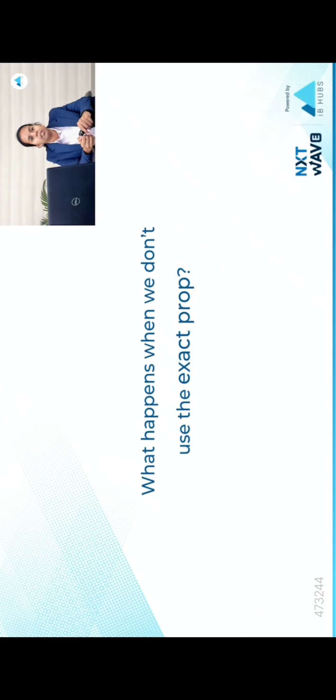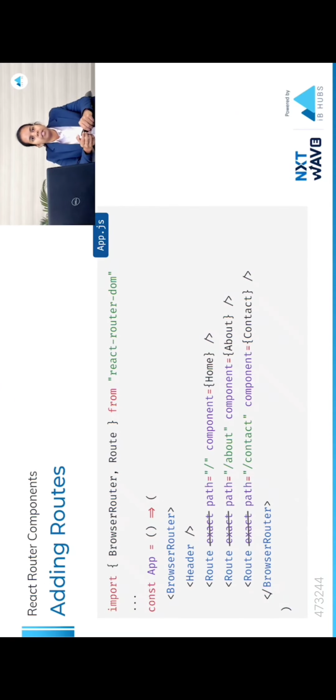Exact keyword. So what happens if we don't specify that? If you don't specify that exact, let's see what will happen. Let's just remove them. Okay, then you can see that when you click on home, you will have home, and when you click on about, both home and about will be displayed. Similarly on contact also, home and contact are being displayed, right? So that's what's happening.